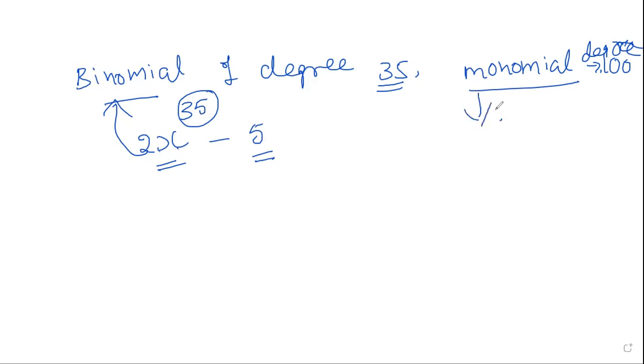And monomial. What should the degree be? 100. So you can write 5m to the power of 100. So it is a single term. That is a monomial.